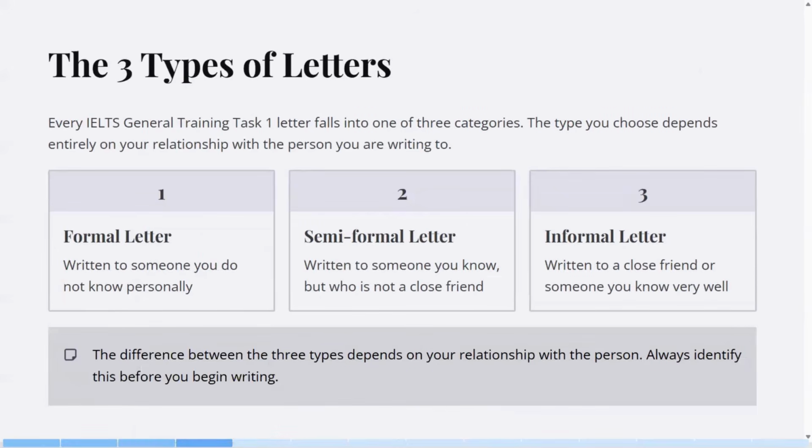In IELTS General Training Task 1, we usually work with 3 types of letters: formal letter, semi-formal letter, and informal letter. The main difference is not just the subject of the letter. The main difference is the relationship between the writer and the recipient of the letter. Therefore, before thinking about ideas, the candidate needs to identify the degree of formality.